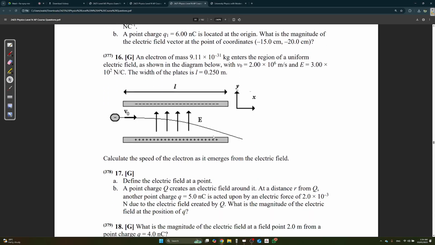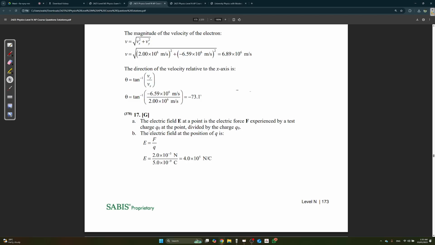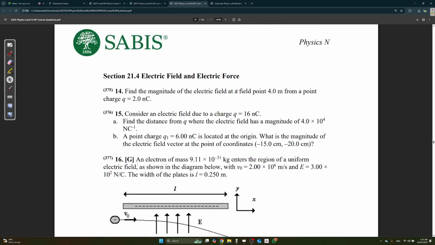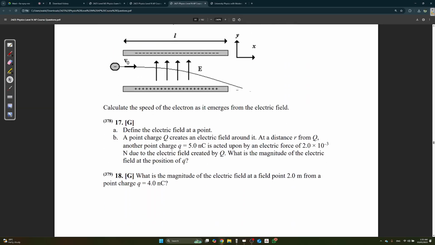But how do you know which one to use? It depends on what the question gave you. If they gave you force, then you have to use F over Q like we're doing here. But in the questions we solved before, they didn't give you force, they gave you distance and charge. So you have to use kq over r squared. So it depends on what they're asking for. Okay, you need to know.